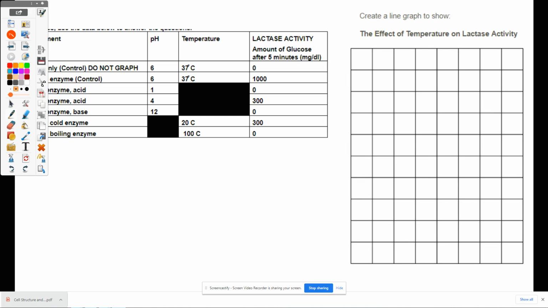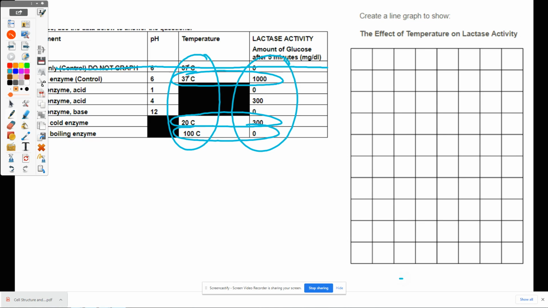And so on this one, we want to look at the data table and say, okay, what data are we going to use? We're looking at the effect of temperature on lactase activity. So we know we want to use temperature, and we know we want to use lactase activity. We know that milk by itself was used as a control to prove that there was no glucose, but it says do not graph it. So we're going to mark that one out. We're not worried about pH, so we're going to look at where we have data for temperature.